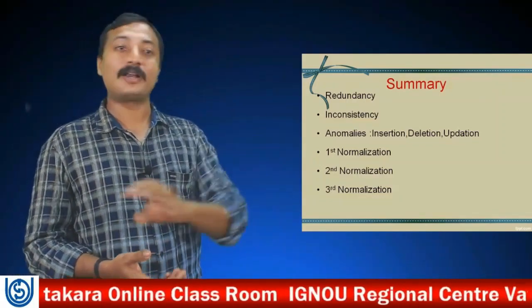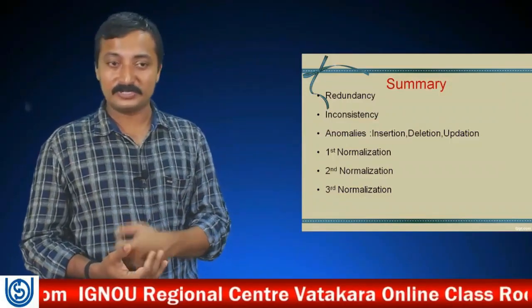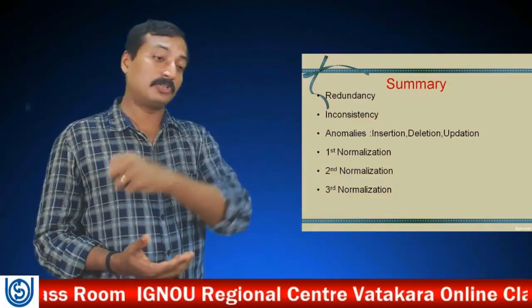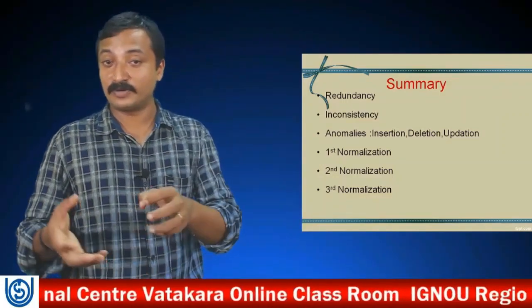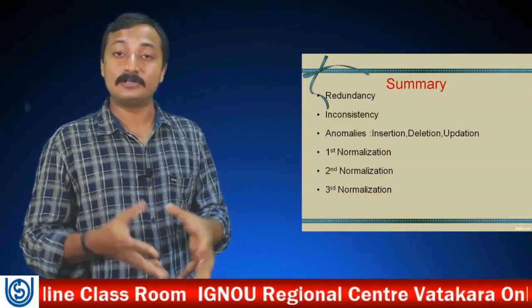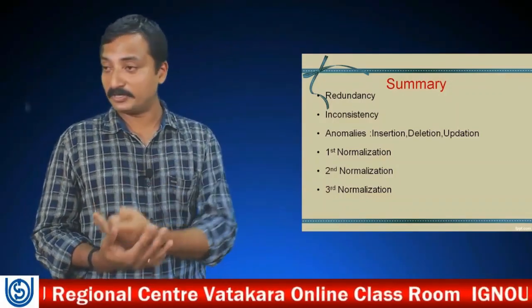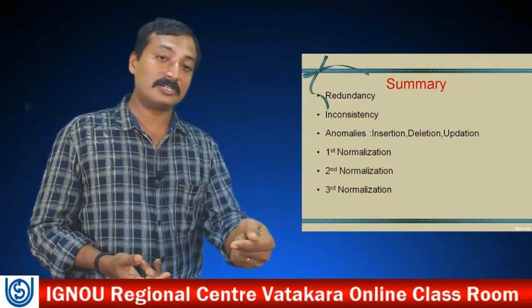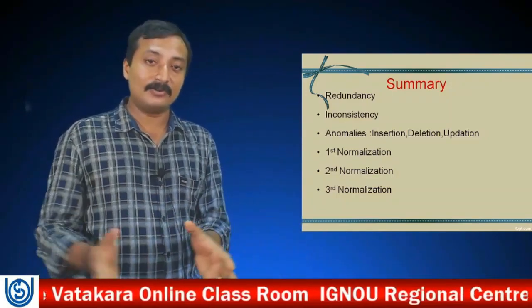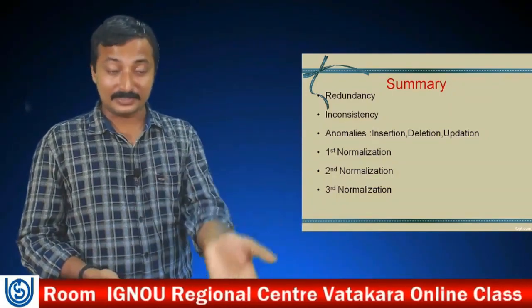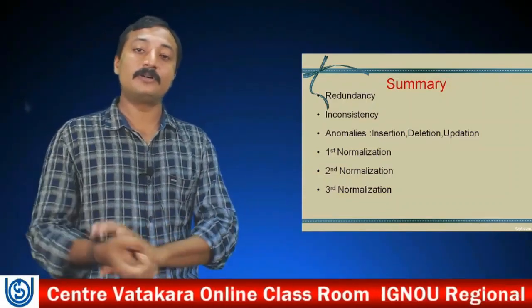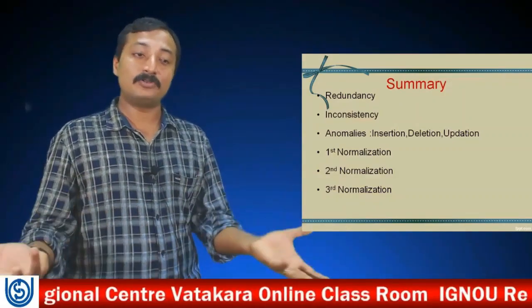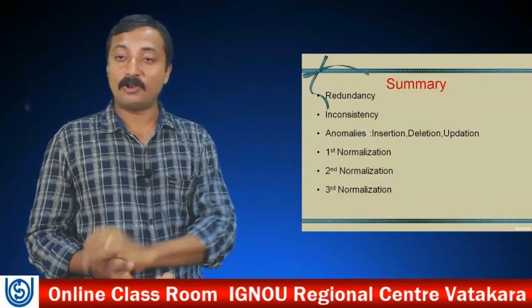Due to redundancy, we may get meaningless information, and that may lead to trouble. Redundancy and inconsistency create anomalies and problems in insertion, deletion, and updation in the database. In the case of insertion anomaly, you have to insert the entire data; you cannot insert a part. In the case of deletion anomaly, if you remove something, sometimes you may lose another part also. In the case of updation, you may lose the previous updates. Those are the anomalies we already discussed.